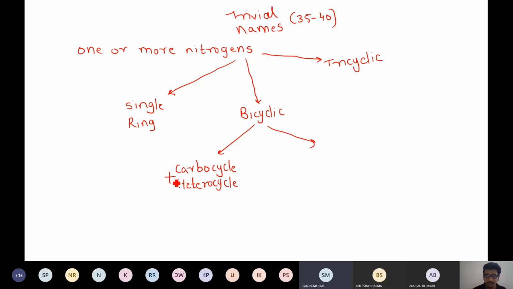Any doubt as of now? No, sir. Okay. And the second type, as you may probably guess, is heterocycle combined with heterocycle. So bicyclic rings are further divided into two, that is carbocycle plus heterocycle or heterocycle plus heterocycle. I hope you are getting the bigger picture. These 18 common names are going to be divided into three categories: single rings, bicyclic rings and tricyclic rings. Among bicyclic rings, they can be divided into two further classes, carbocycle plus heterocycle and heterocycle plus heterocycle. I hope you are getting the picture, an overview of what we are going to see.